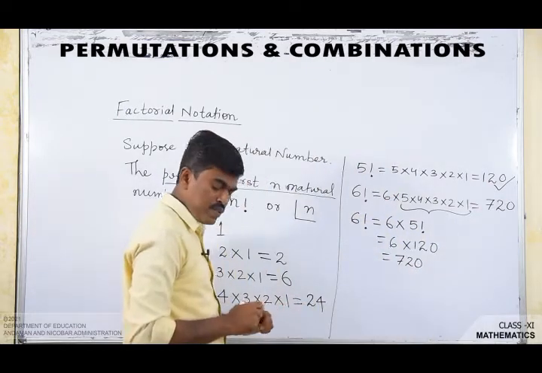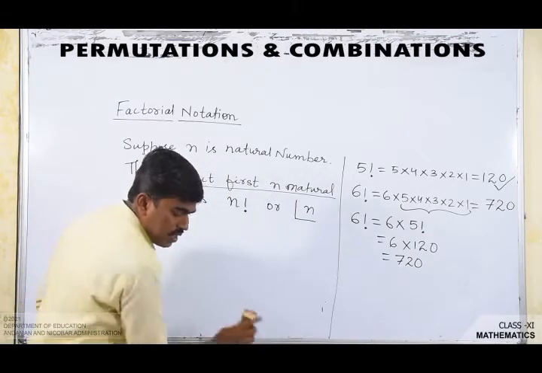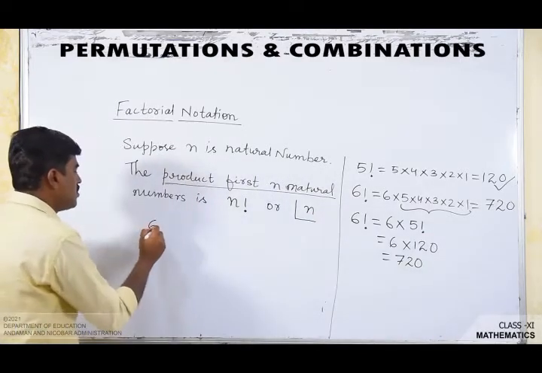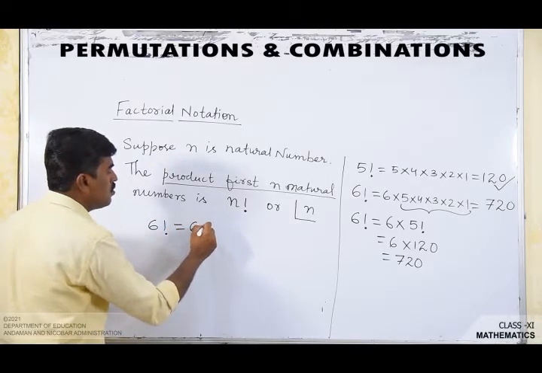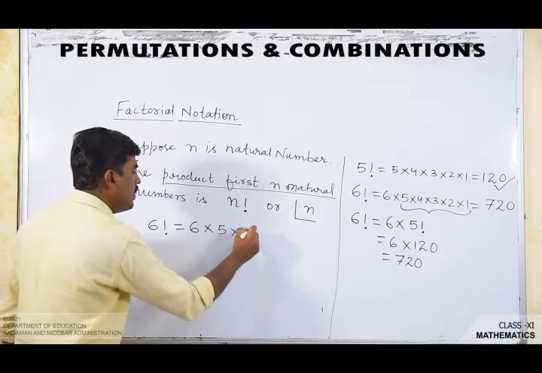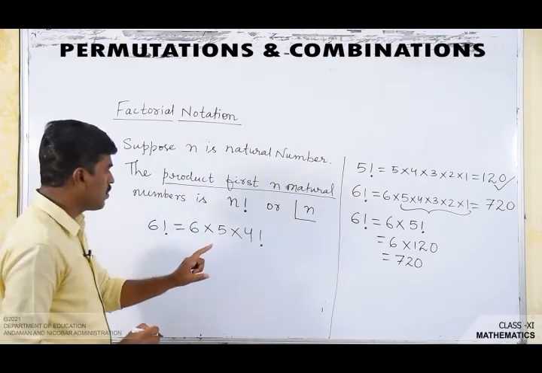Clear? Now we can also express this 6 factorial as 6 into 5 into 4 factorial. Is it? 6 into 5 into 4 factorial. Why?